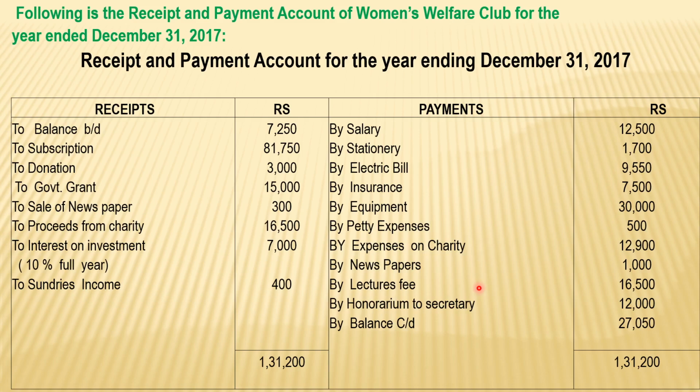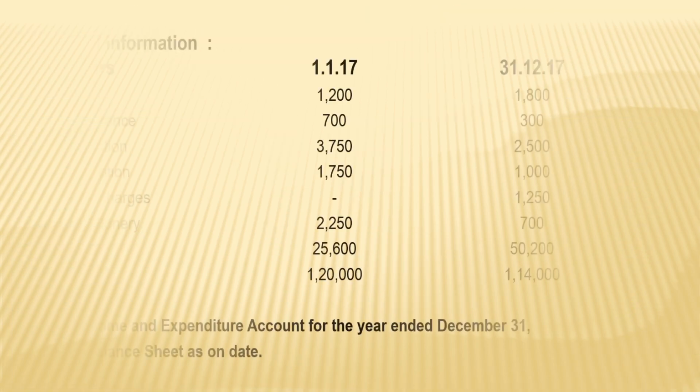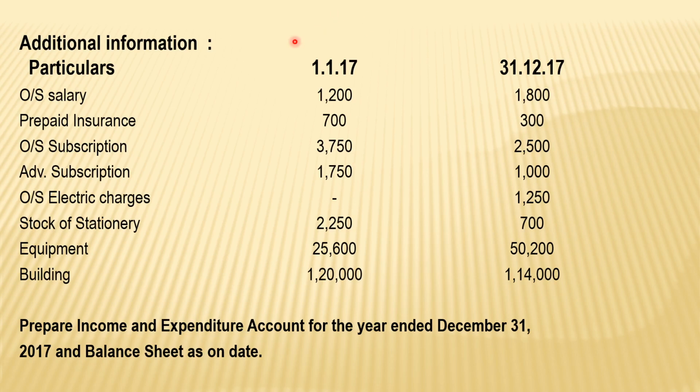Same rule we know. Let's consider the opening as well as closing balance sheet. First we'll consider the opening balance sheet, but when we consider the opening balance sheet we have to see this additional information, this side information. These are all related to the opening balance sheet. Like here you can see these two assets are there, equipment as well as building. So it will come on the asset side of the opening balance sheet. Any stock, maybe stock of stationery, stock of medicine, or whatever the stock, that is also a current asset, that will come on the asset side.